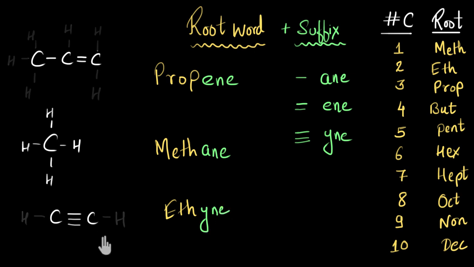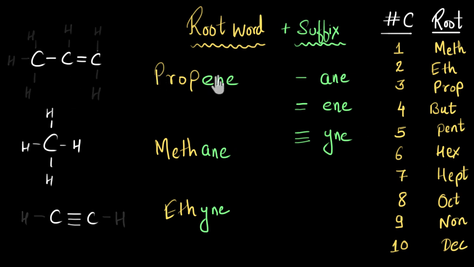So the name of this molecule is going to be ethine. So with this, we saw how to name hydrocarbons. Basically, there are 2 parts: root word, which denotes the number of carbon atoms present, and suffix, which denotes whether it belongs to the alkane, alkene, or alkyne family. Now, one thing to note over here is that here we are only talking about single carbon chain molecules, okay? There is no branching that is happening over here.